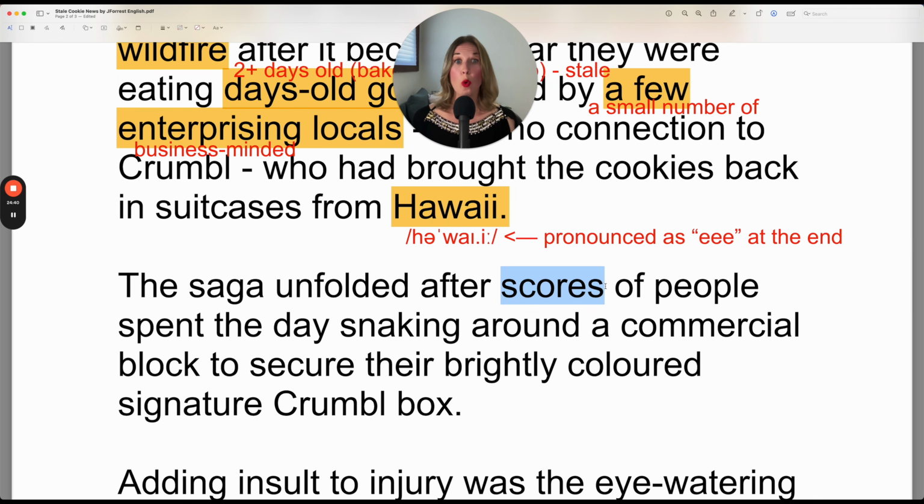You could replace scores of people with a host of people because it sounds like a large number of people spent the day snaking around. If you snake around, it means you move around, but it implies that there's a very long line. So there's a large number of people all moving, and then maybe they shift here. They go around a commercial block where this pop-up, the temporary store is, to secure, to get, to obtain their brightly colored signature Crumbl box. So the Crumbl box is a bright pink box.